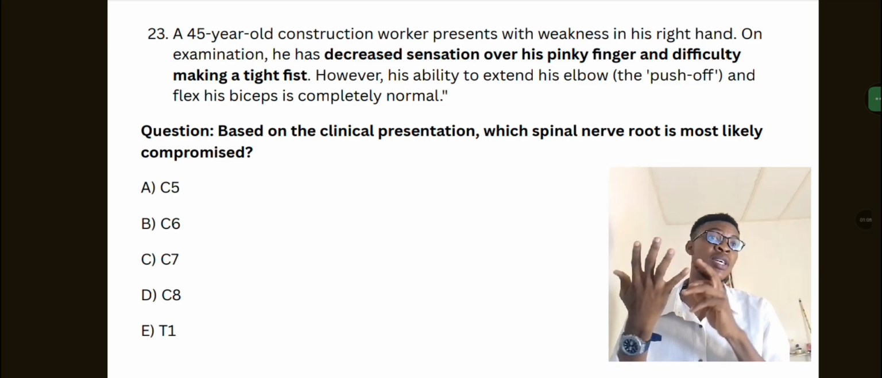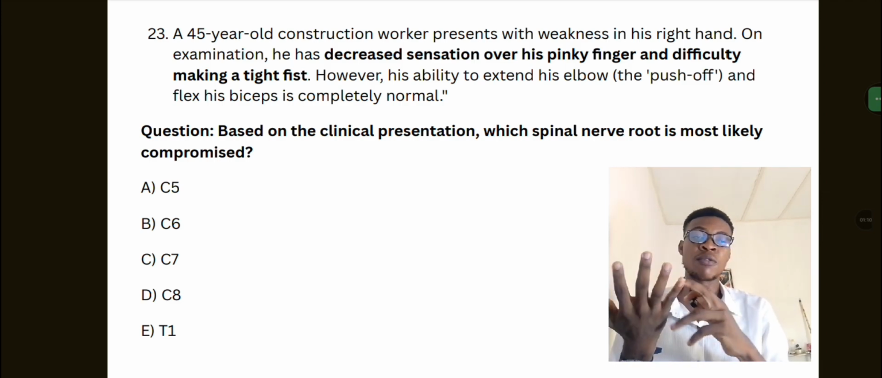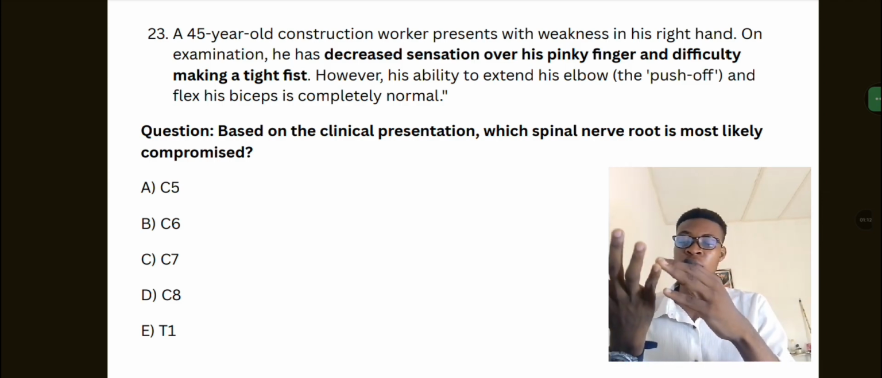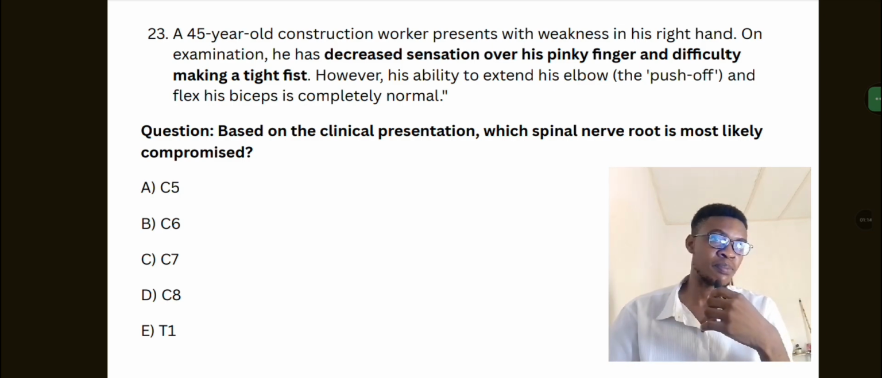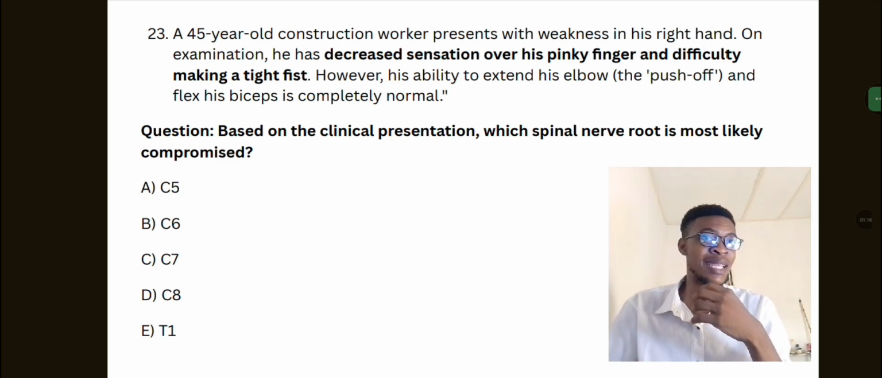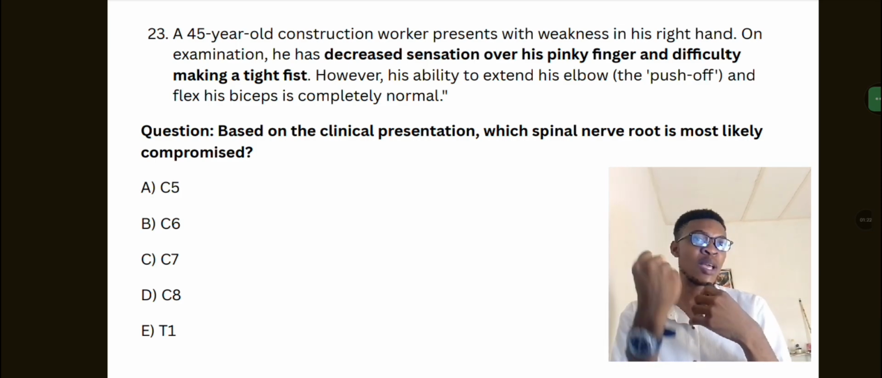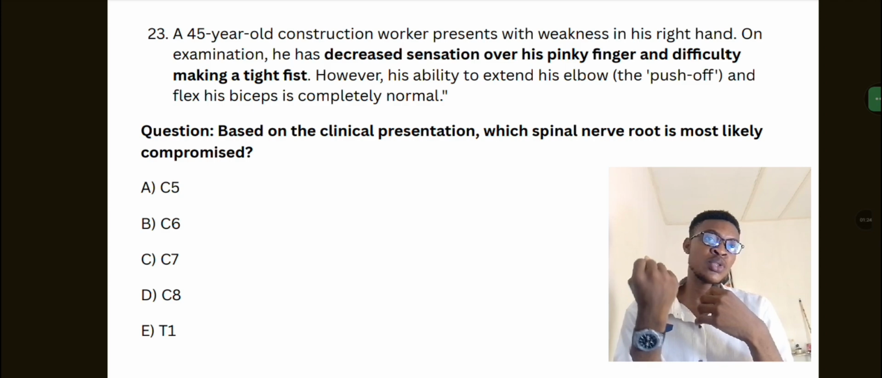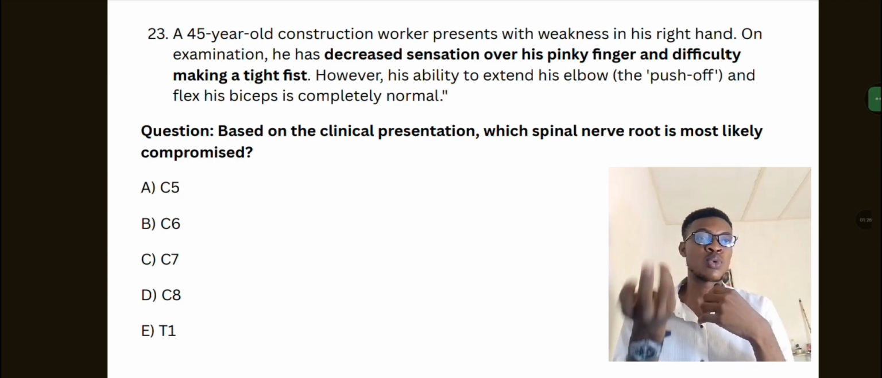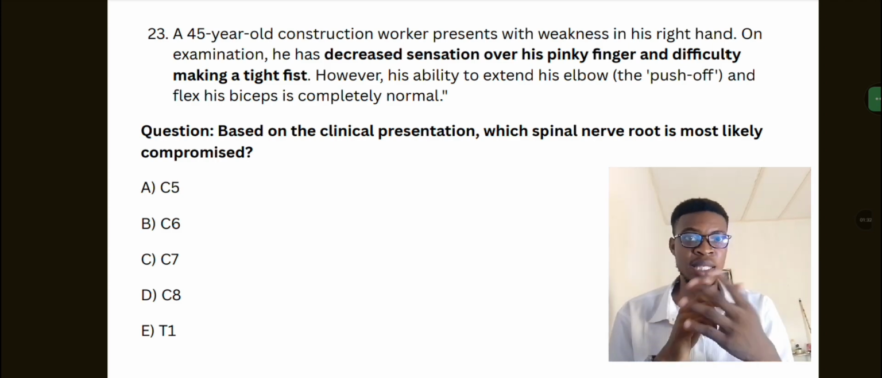Now, the pinky finger, which is this finger here, is being supplied by your C8, okay? This pinky finger is supplied by the C8, and then the medial part of the forearm, rather, is supplied by the C8, and that is the sensory dorsal part, which is your dermatome. For myotomes, injury to C8 is going to affect finger flexion, okay? Finger flexion. So the answer here is C8.